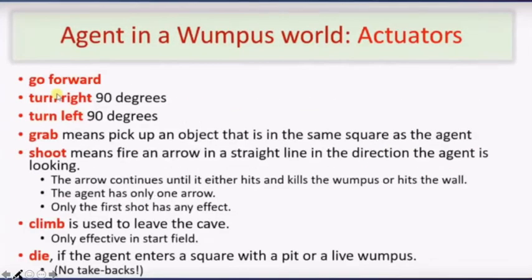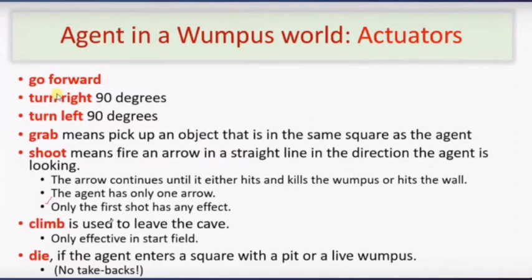Now, what we have seen till now is the shooting. An agent has only one arrow. Only the first shot may affect you. So it has only one arrow, so one shot is possible. Whether this particular shot is a miss or a hit depends, right? This is a hit or miss, it will depend.